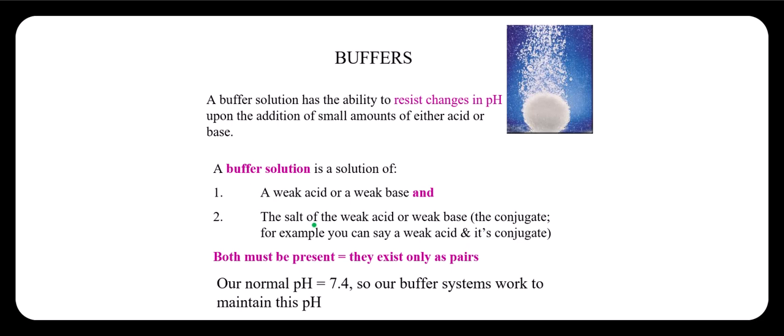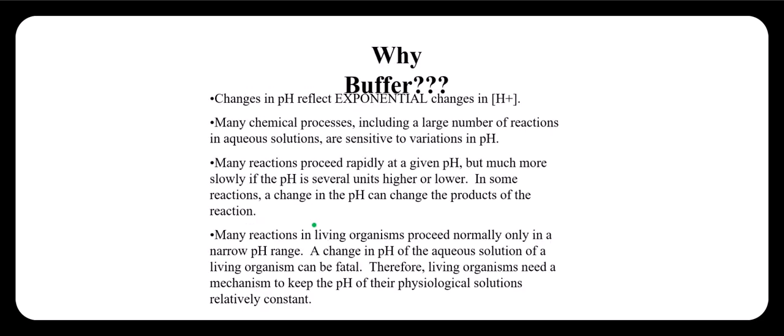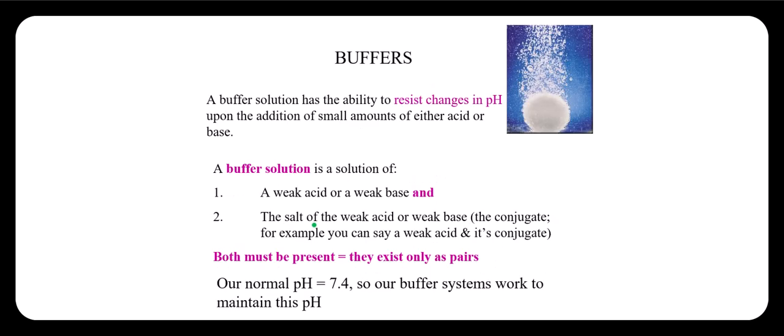So we need some way of mitigating it. The way we mitigate it is through the use of buffers. A buffer, a proper definition, is the weak acid or the weak base and the salt of the weak acid or the weak base. All right, well, what's that mean? Well, what that means is we're going to use this equilibrium thing.